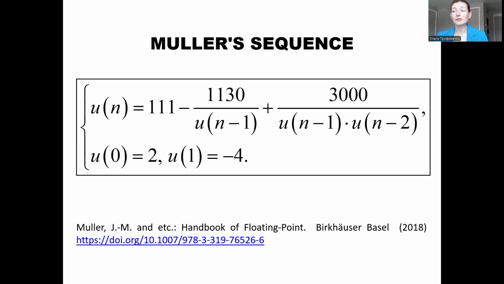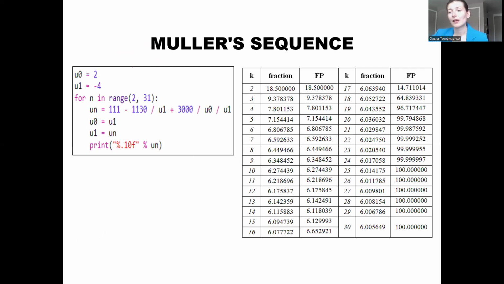And finally, the most interesting example is the Muller sequence, and it's necessary to find a solution to a second-order nonlinear recurrence equation under the given initial conditions. And we want to note that mathematical research shows that this sequence can converge to only one of three cases: to the value 5, to the value 6, or to the value 100. And the software implementation is very simple.